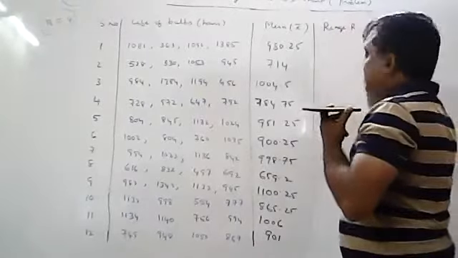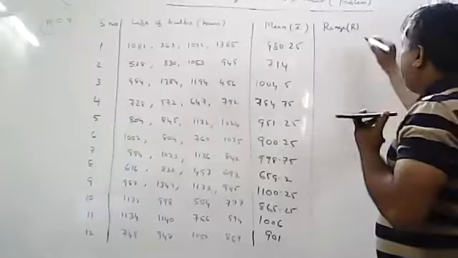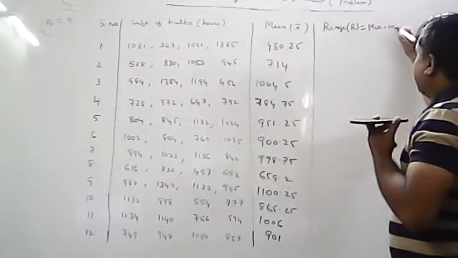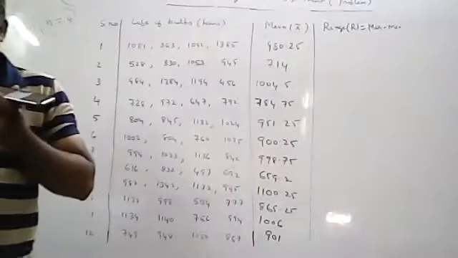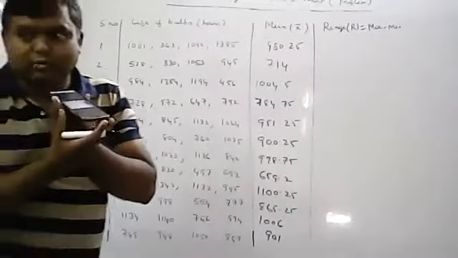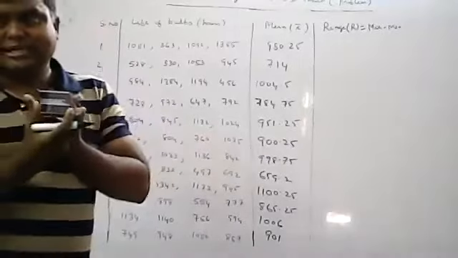Range is denoted by R. Next step is you have to calculate range. So all of you know the range formula. I am writing the range formula here. Maximum minus minimum. Range formula is nothing but maximum minus minimum. First I will show how to calculate range, and later on you can do it. What is the range formula? Maximum value minus minimum value.